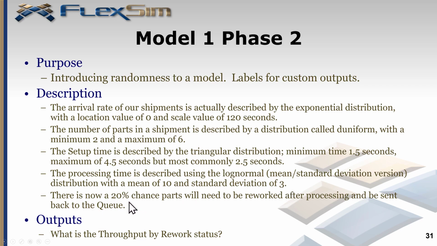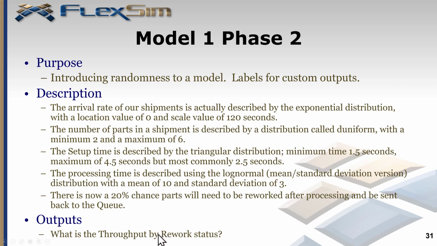Okay, there is now a 20% chance that parts will need to be reworked after processing. What that means is you need to route 20% of the flow items back into the queue and have them go through the process again. So in the send to port field for the processor, you'll use one of the pick list options for that field that can send randomly based on a percentage to one of its output ports. Not that hard to do, just look for the right pick option there and you'll be fine.